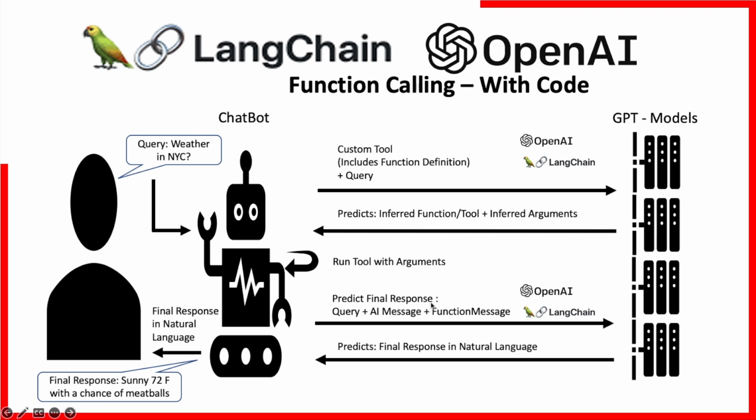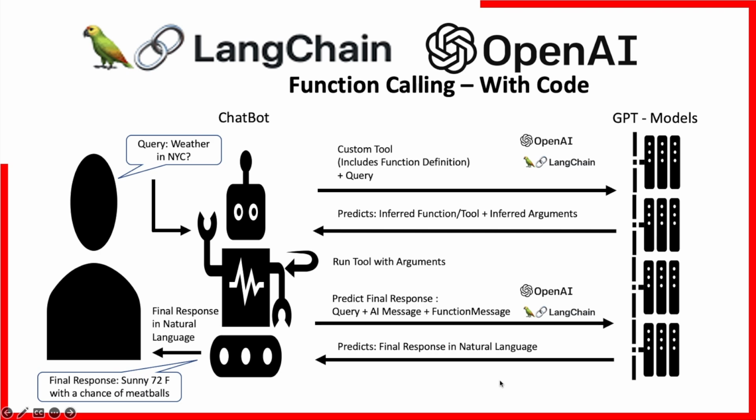And in order to do that, we send the user query, the inferred function name and arguments, and the function message. And the results from the tool will be passed to the function message. So what happens here is that the GPT model then responds back in natural language with a final response.